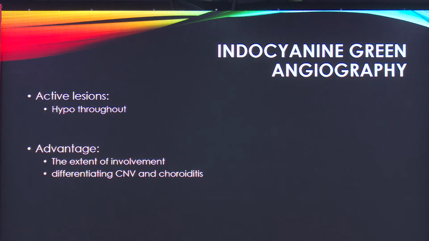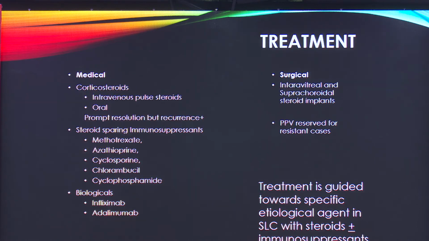ICG is not much helpful in active lesions as it gives hypofluorescence throughout all phases due to blockage effect, but its advantage lies in delineating the disease and knowing the extent of choroidal inflammation. And more important is to diagnose CNVM within the lesions, because these lesions show hyperfluorescence.